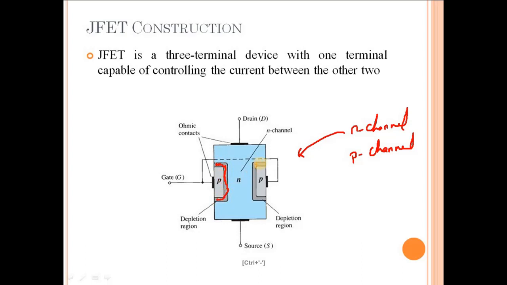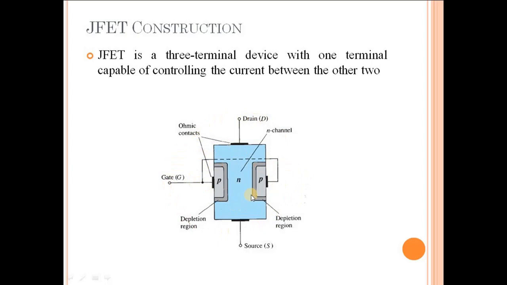We already know that the depletion region at the PN junction is that part of the PN junction which is devoid of any charge carriers. So even in the absence of any external potential applied to any terminal, there exists a depletion region at the two PN junctions. So this is all about the construction of an n-channel JFET.